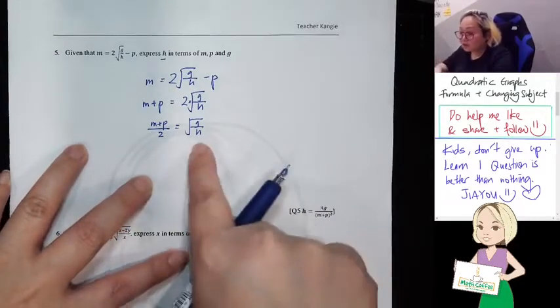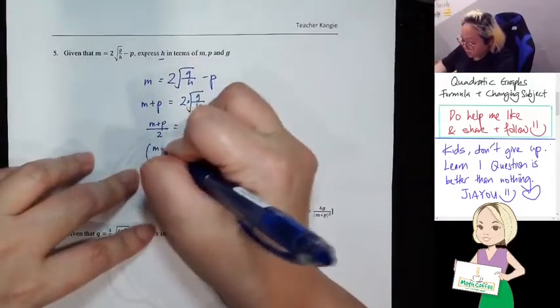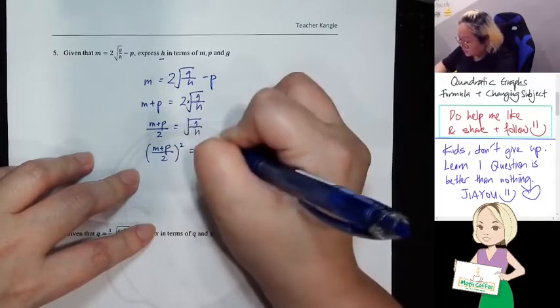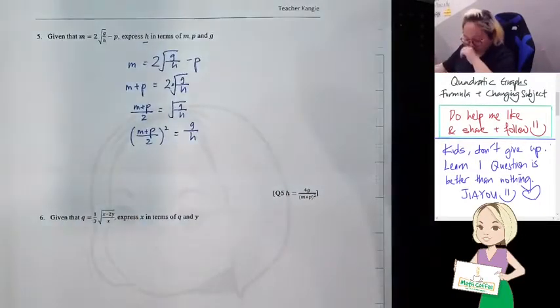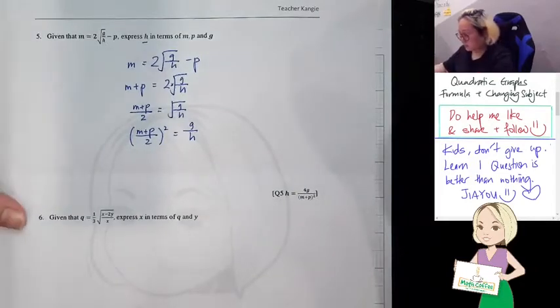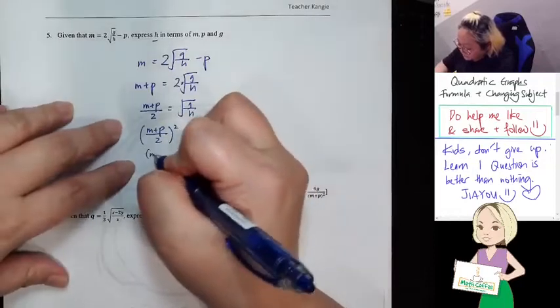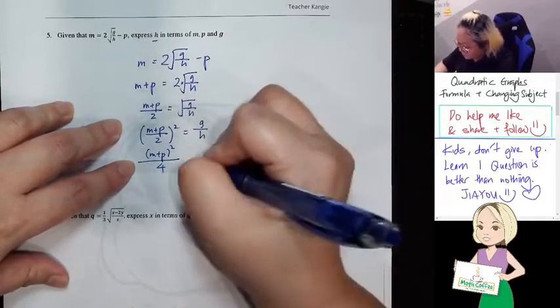When I see square root, what do I do? I square both sides. So now I'm going to square both sides. When I square this, it's just the inside. Understand? Now this one, I'm going to write as M plus P square over 2 squared, which is 4.